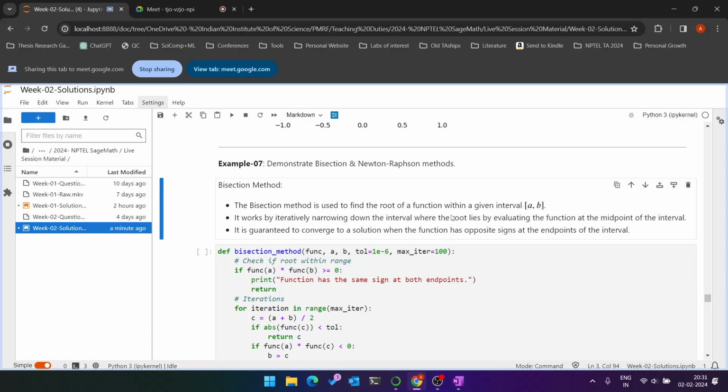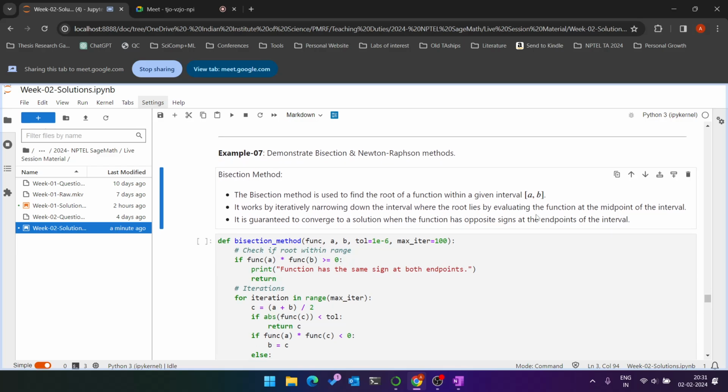And this is how the bisection method works. It's a slow process, every time halving. Suppose you want to find the root of a function x square minus 1 and your interval is 0, 100. Then it will reduce to 0, 50, then 0, 25, then 0, 12.5, 0, 6.25, and so forth. So in some cases it will take a lot of time.